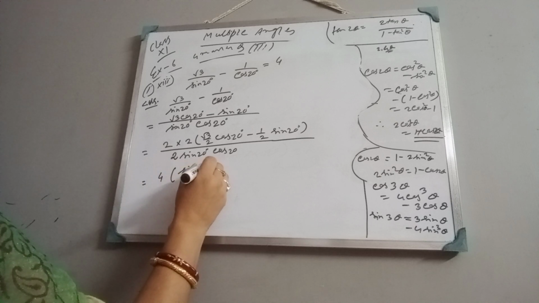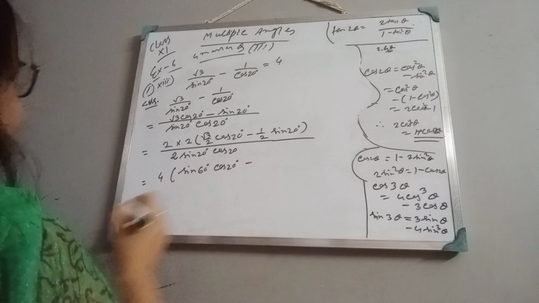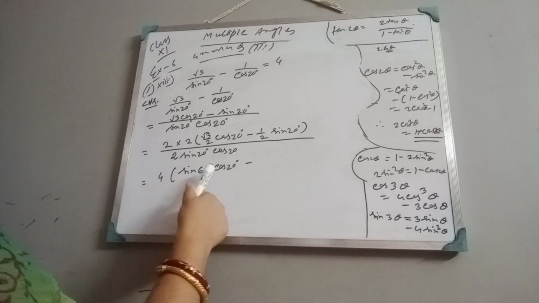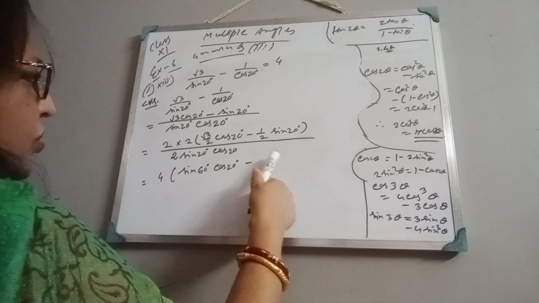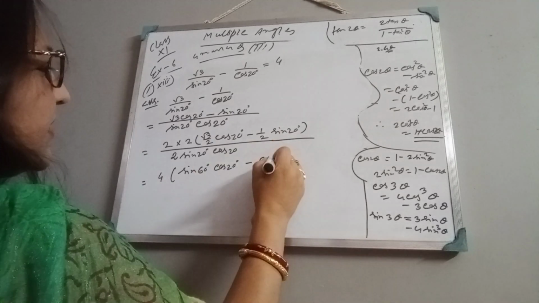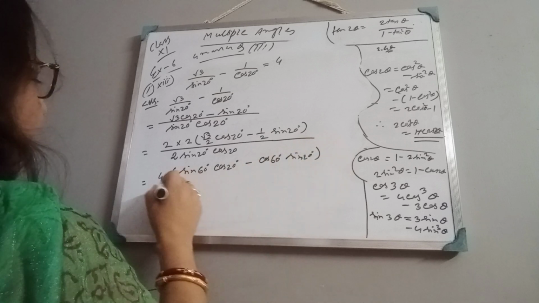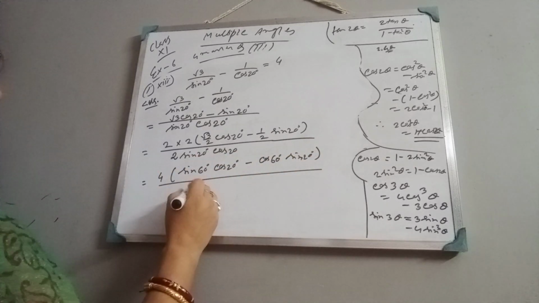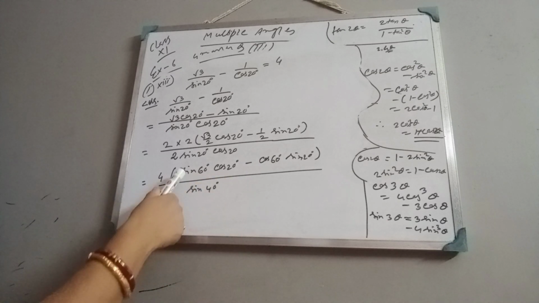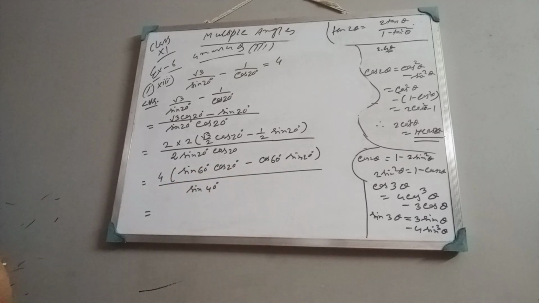So write as sine 60 degree. This is existing as cos 20 degree minus, half means what? We have to write as sine A cos B minus cos A sine B. Cos A means cos 60 degree, and sine 20 degree. Compound angle formula. Now 2 sine A cos A means sine 2A, so sine 40 degree we can write. And this is sine A cos B minus cos A sine B means sine of A minus B.